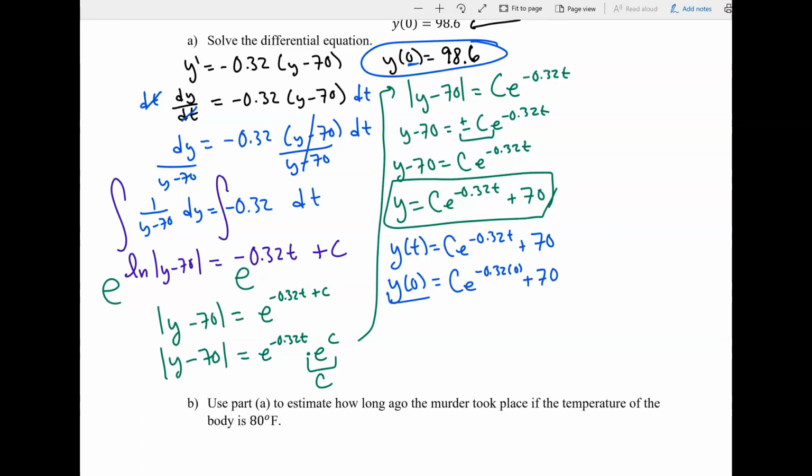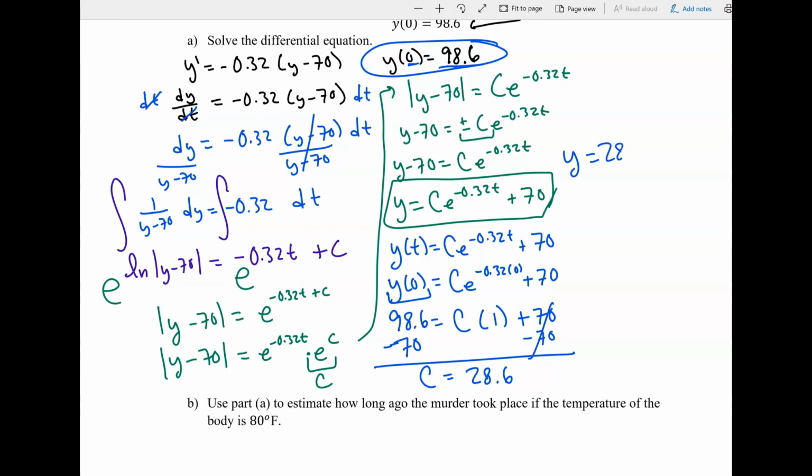Y of 0, well, that's just equal to 98.6. Then we have c. This is just going to give me e to the 0, which is just 1. So e to the 0 is just 1, plus 70. And then we just subtract the 70 over. So what I'm left with is that c is equal to 28.6. Okay, so my differential equation, y is equal to 28.6 e to the negative 0.32t plus 70.